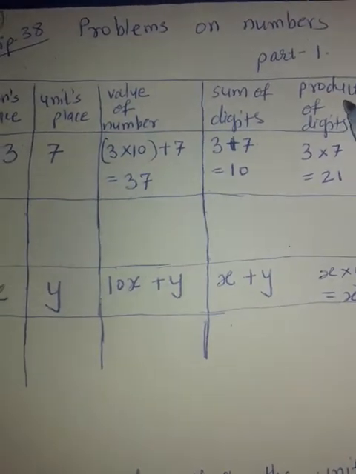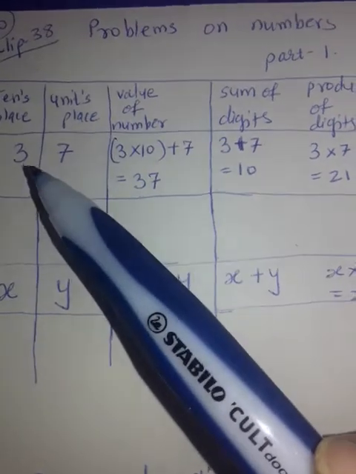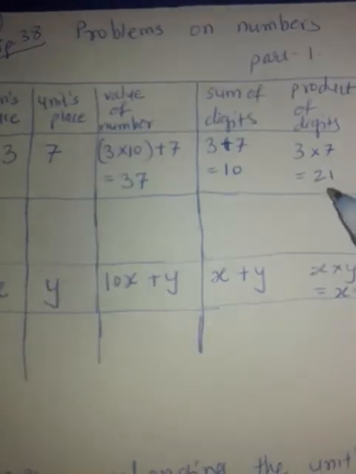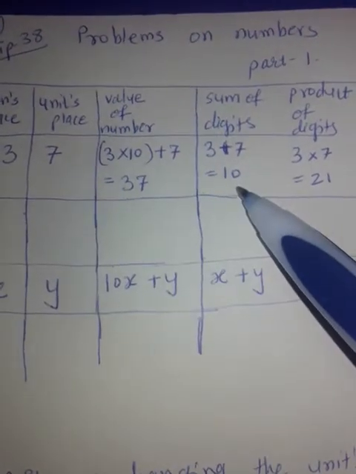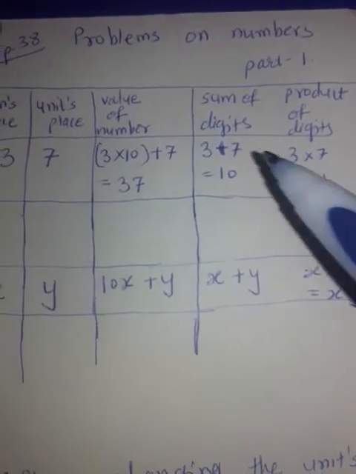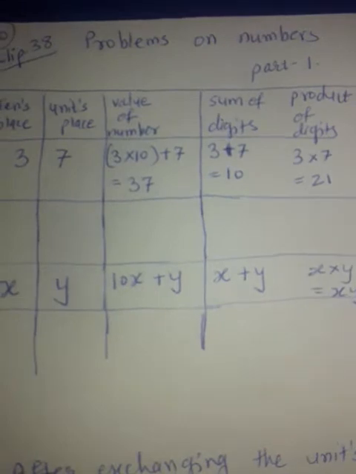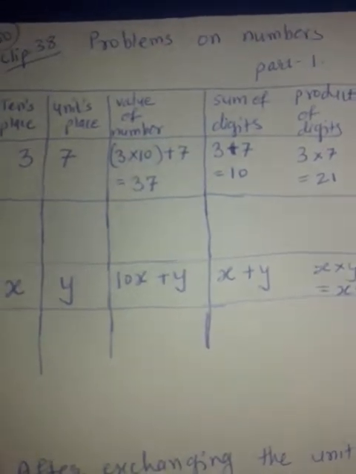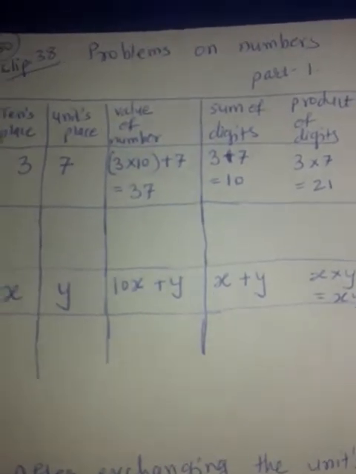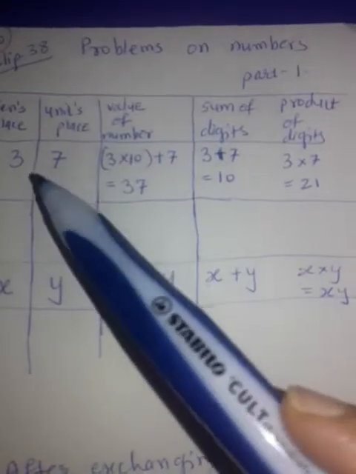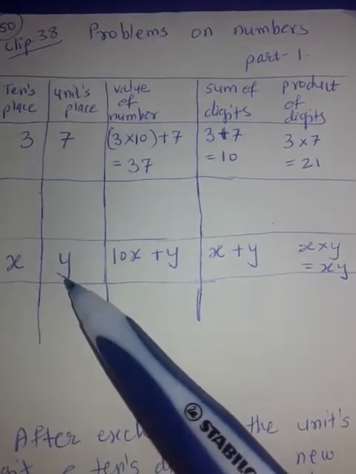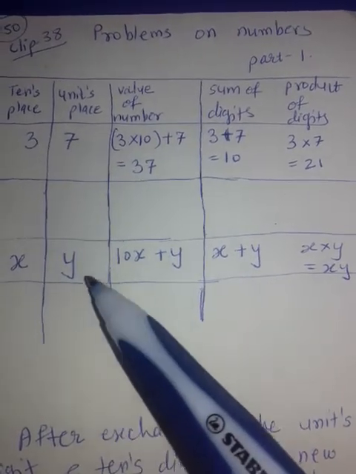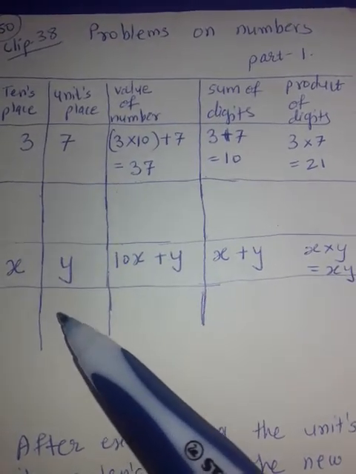If I talk about the product of digits, digits are 3 and 7 and their product is 21. So the value of the number, the sum of digits and the product of digits are altogether different from each other. I hope the point is very clear. So instead of talking about actual numbers, if I talk about x and y, we are going to need it while solving the sums. So please pay attention.